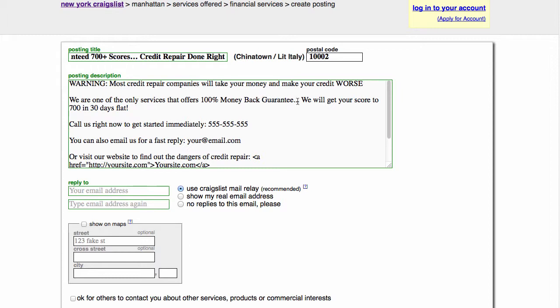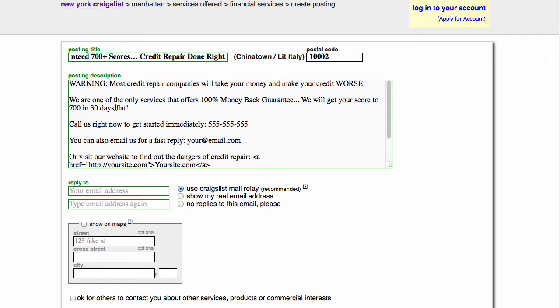Now, I offered the guarantee, and I said we'll get your score to 700 in 30 days flat, giving that time frame, because these are the benefits that I saw other advertisers using. So obviously, this is going to resonate with my target market since it's working for other advertisers. Now, one thing you want to make sure is that for the clients you're working with, you need to follow their guidelines. If they offer a guarantee, if they offer a specific time frame, or if they can guarantee a particular credit score, it's important you check with your clients before you do this type of advertising.